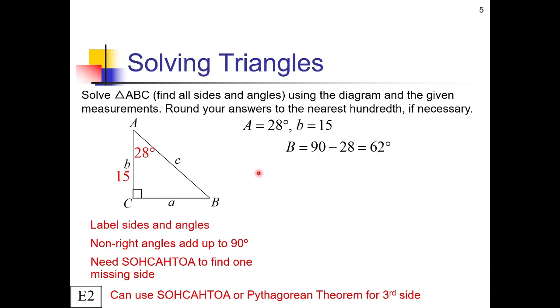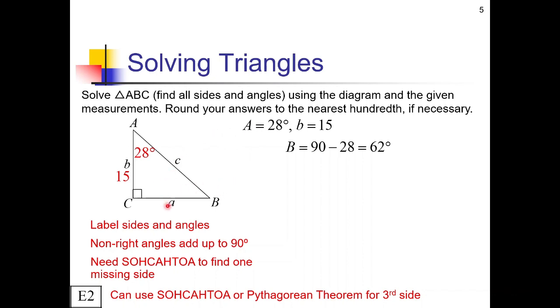And now I'm going to figure out side A. Now I could put 62 degrees in here and use it, but I'm actually going to lean towards using the sides and the angle that they've given me as long as I can, because I know that this 28 and this 15 are correct because they gave them to me. Anything else I find might be incorrect. So if I mess this up, but I do the rest of it correctly using what they gave me, at least I won't get everything wrong, right?